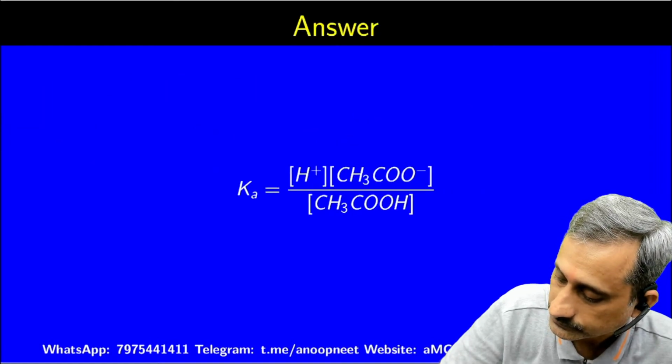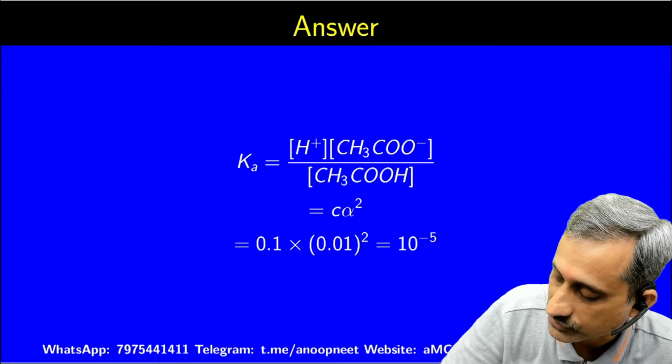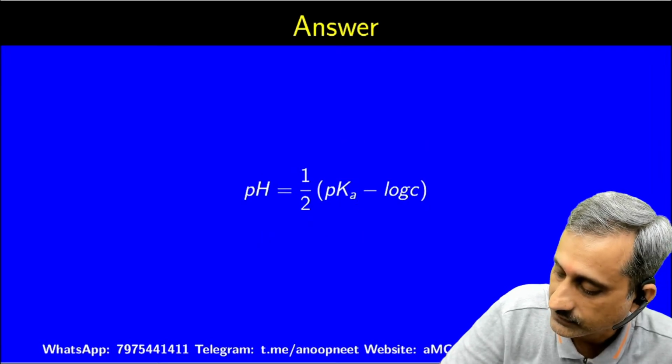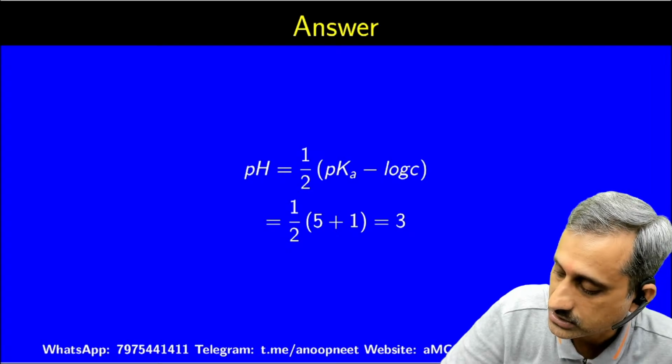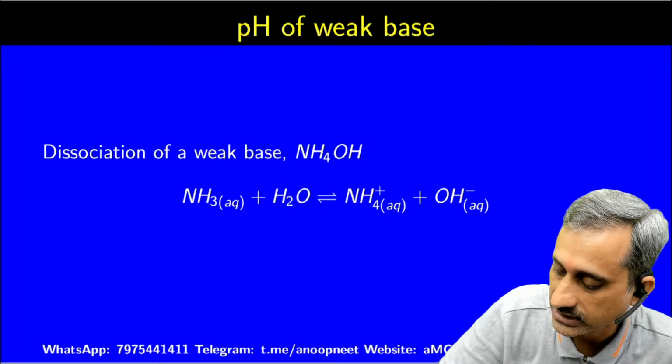Okay. So here we get the answer. C alpha square is equal to 10 raised to the power minus 5, which is Ka. And when we talk about the pH, this is going to be 3. Correct? चलिए. Let's talk about the next question.